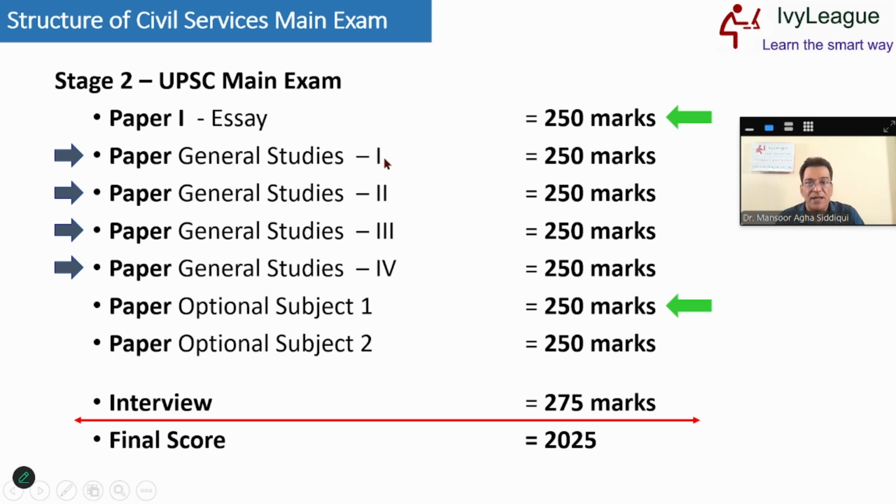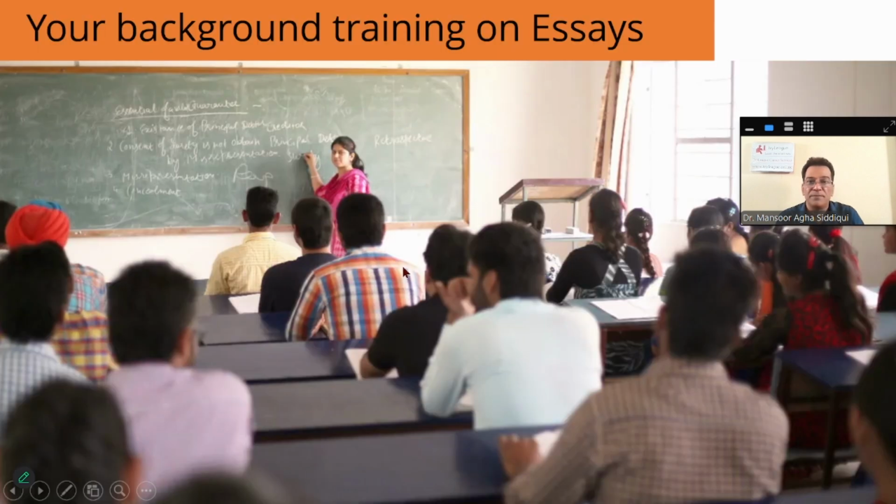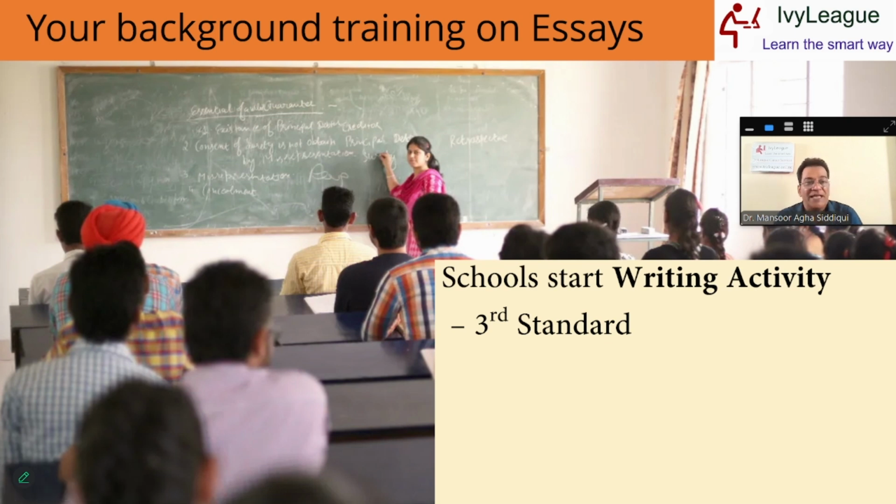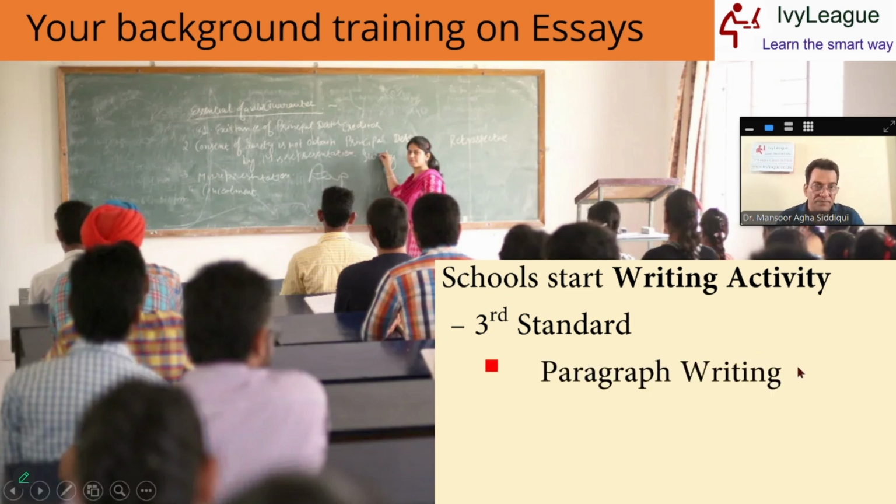Although I'm still recommending that you try to get as high a score as possible in case of GS paper 1, 2, 3, and 4. So if I start with your background in essays, then something which acts as a raw material for your essay preparation actually starts in the third standard. Some kind of a writing activity starts, and teachers give you something called as paragraph writing. A single paragraph is to be written by you on a certain topic. There is also something called as diary entry where you write down what happened on a particular day, or there's some other report which you have to prepare.